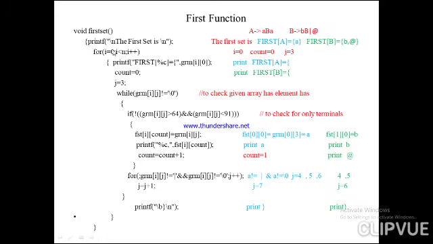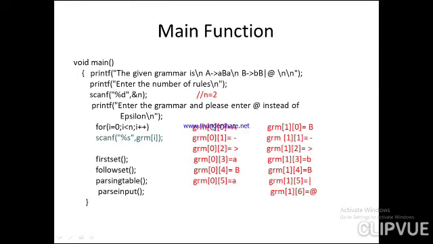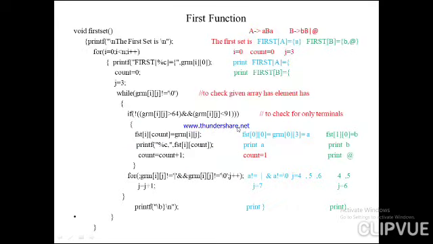What is my i value? 0. What is GRM of 0 0? So GRM of 0 0 is nothing but the A. So what I am printing, first of A, first of the A is equal to open parenthesis, okay. So this I am printing. So this is the output what you are getting. So whatever I have written in this particular line, this is the output what you are getting.